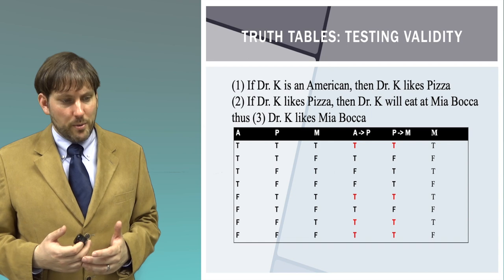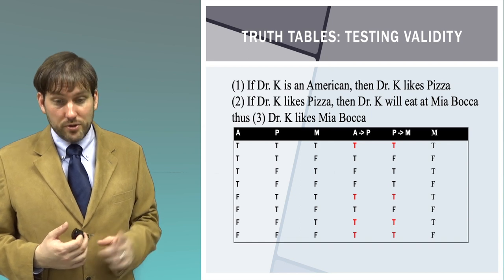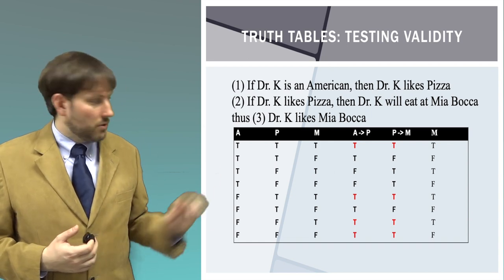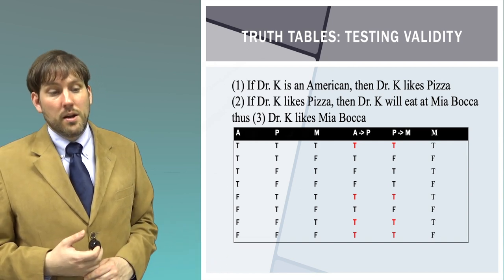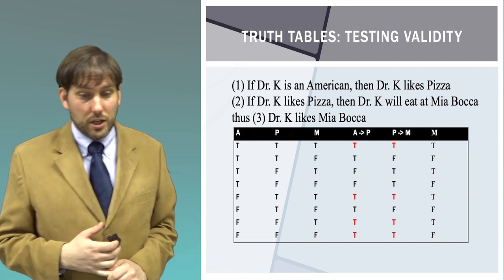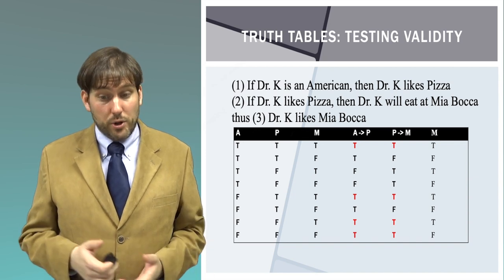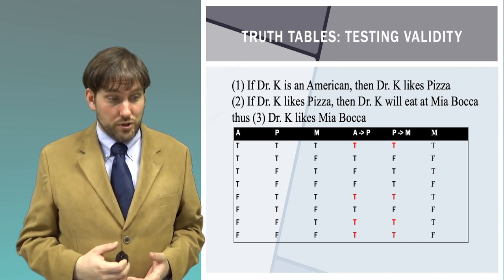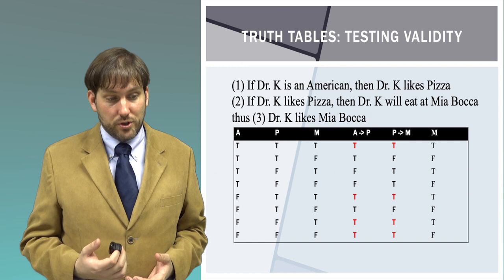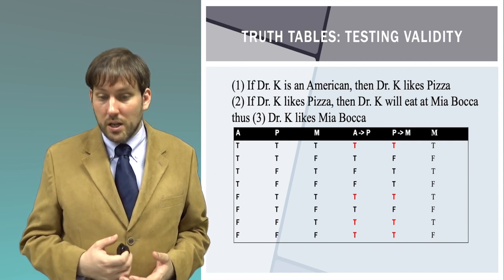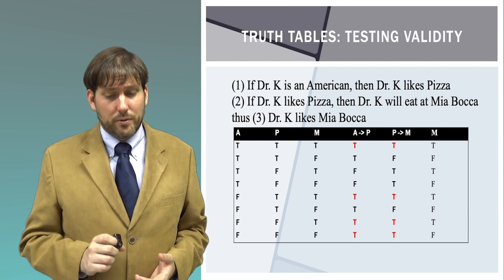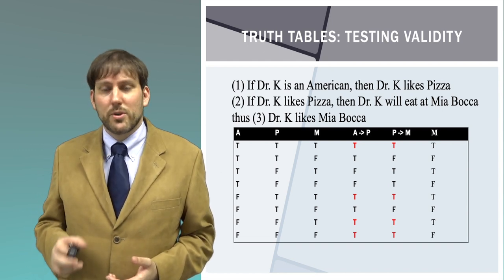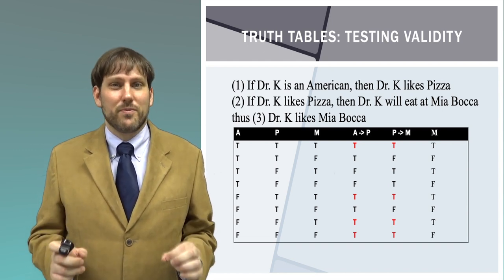So where are all the premises true? If we look, all the premises are true in the first row. They're also true in the fifth row, the seventh row, and the eighth row. But now we need to look at the conclusion. So when we look at the first row, the premises are true and the conclusion is true. When we look at the fifth row, the premises are true and the conclusion is true. Same thing for the seventh. But we have a problem here, which is the eighth row. In the eighth row, all of the premises are true, but the conclusion is false.